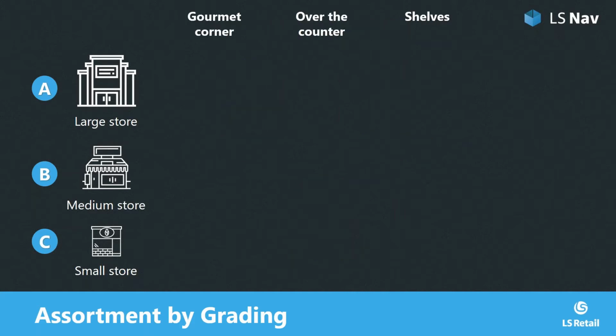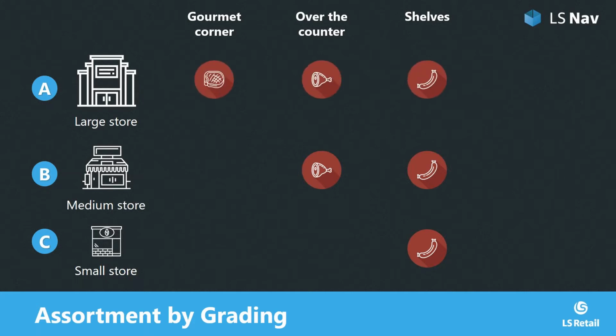So now let us combine our items with the stores. In our small stores, we only sell the pre-packed sausage and it's located in the shelves. In our medium stores, we sell the sausage and the Parma ham. In our large stores, with the gourmet corner, we sell the sausage, the ham, and the beef.